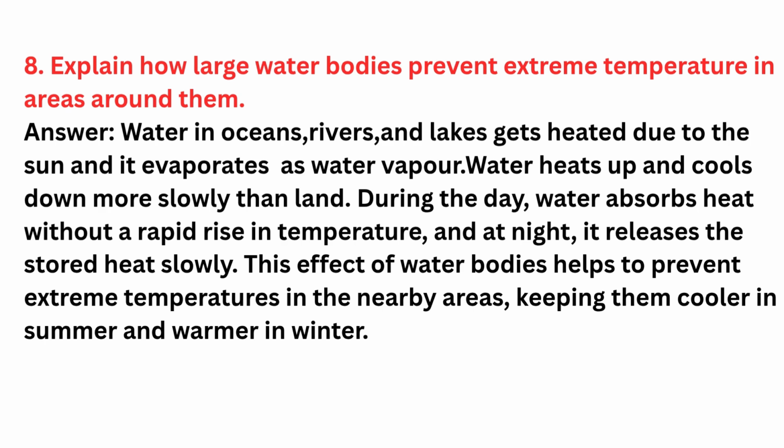Question number 8. Explain how large water bodies prevent extreme temperature in areas around them. Answer. Water in oceans, rivers and lakes gets heated up due to the sun and it evaporates as water vapor. Water heats up and cools down more slowly than land. During the day, water absorbs heat without a rapid increase in temperature, and at night it releases the stored heat slowly. This effect of water bodies helps to prevent extreme temperature in the nearby areas, keeping them cooler in summer and warmer in winter.